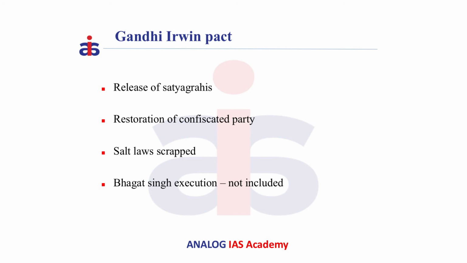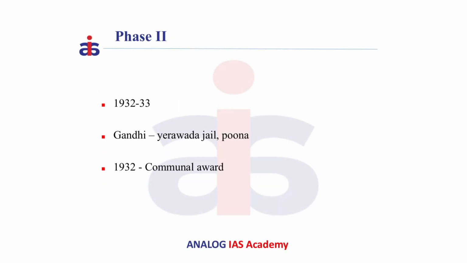Gandhi attended the second roundtable conference and immediately boycotted it because a conflict between Ambedkar and Gandhi on the issue of separate electorates for Dalits arose. So the second phase of the civil disobedience movement started. All the satyagrahis were again put into prison and Gandhi was put in Yerawada jail in Pune. In August 1932, the communal award was declared by Ramsay MacDonald.